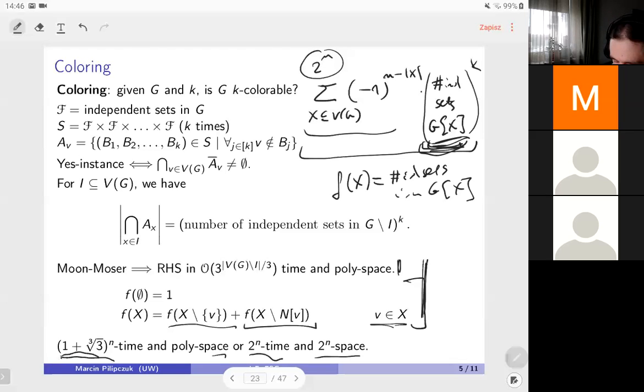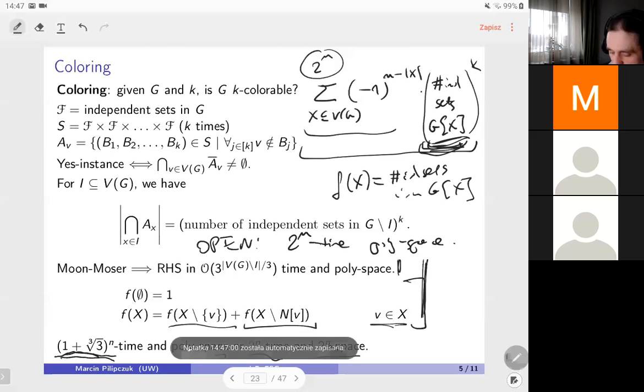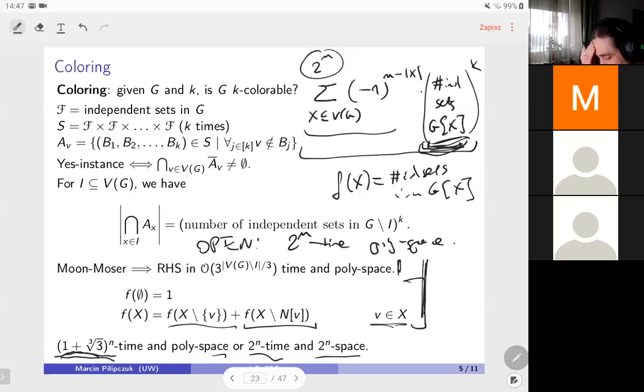There are some improvements over this running time bound with polynomial space, but they didn't yet get to do that. So it's open, let me write here, to get 2 to the n time and polynomial space. This is still open and we don't know how to do it. There are some improvements over this one, it's like 2.1 something now, I don't know what, but getting 2 to the n time and polynomial space is still open. So this was inclusion-exclusion.